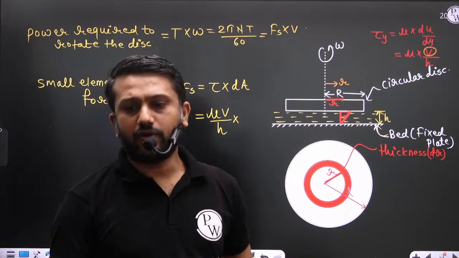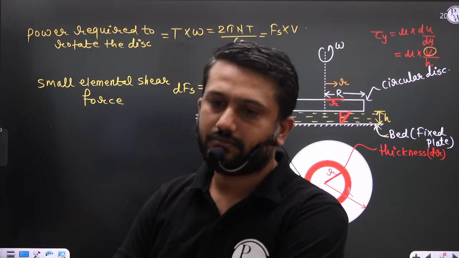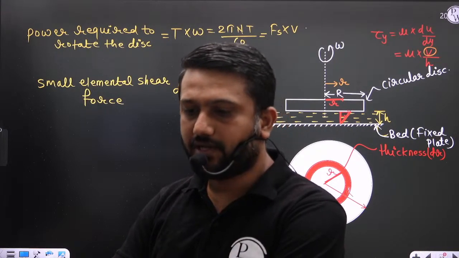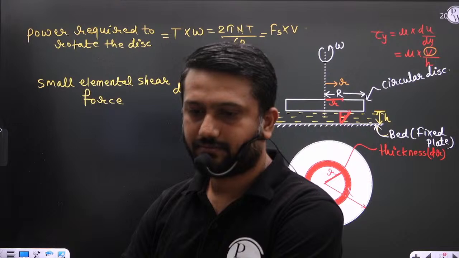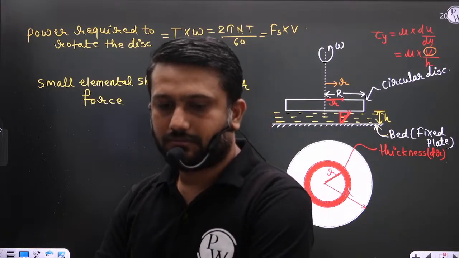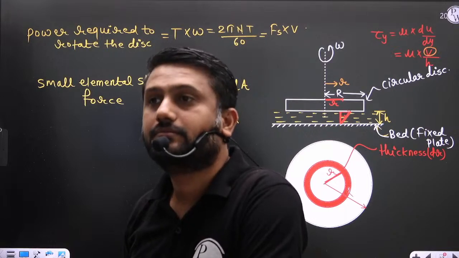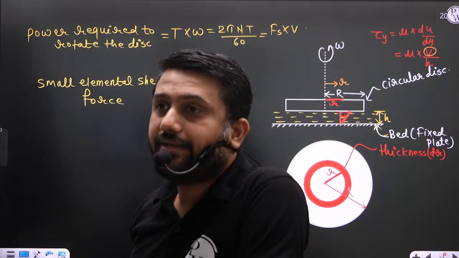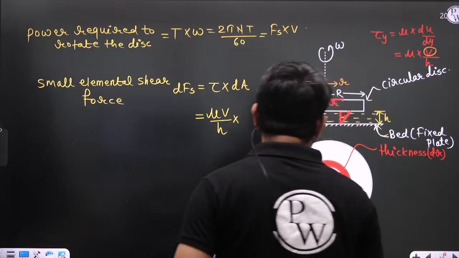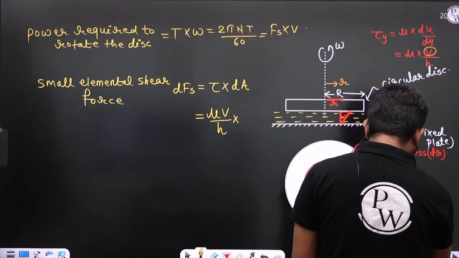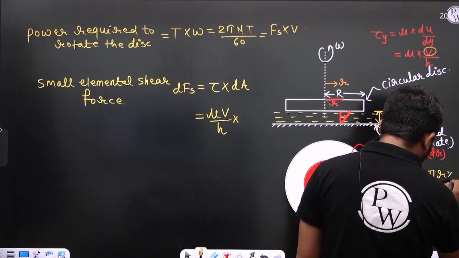What is the dA? Can anyone tell me what is the dA? So dA is nothing but 2 pi r into dr. The dA is nothing but, beta, 2 pi r into dr.